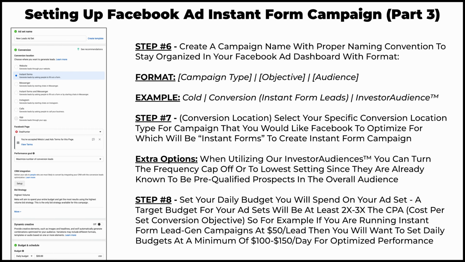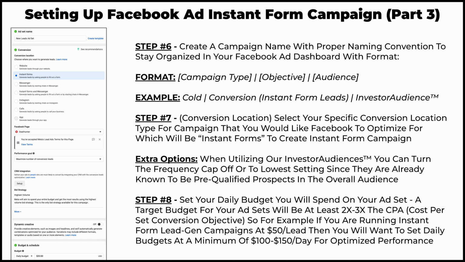So for part number 3 and step number 6, we're going to create a campaign name with the proper naming conventions to stay organized in your Facebook ad dashboard once again, but now we're at the ad set level. So to start off, we were at the campaign level. Now we're at the ad set level where you can select different audiences to advertise to. So for this format, it's going to be your campaign type, which for this example is going to be cold advertising, so it's going to be cold campaign, your campaign objective, which is going to be conversion instant form leads, and then also your audience. So for this example, we're going to be using an investor audience.